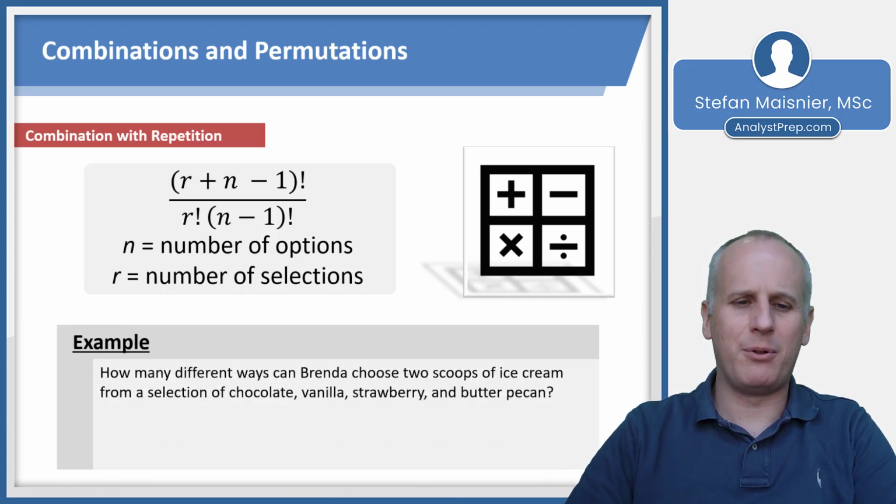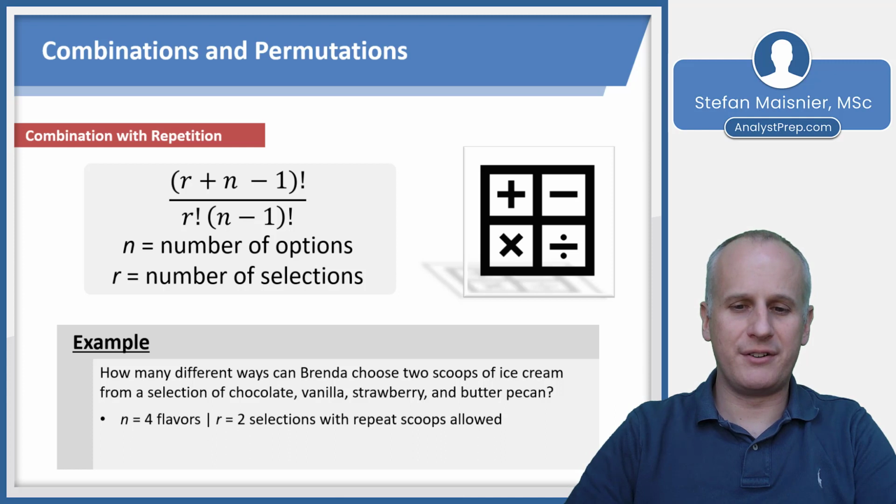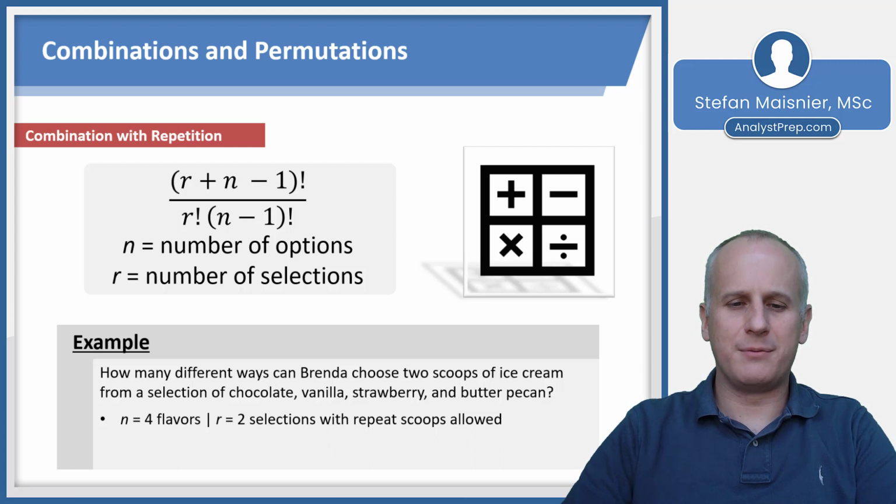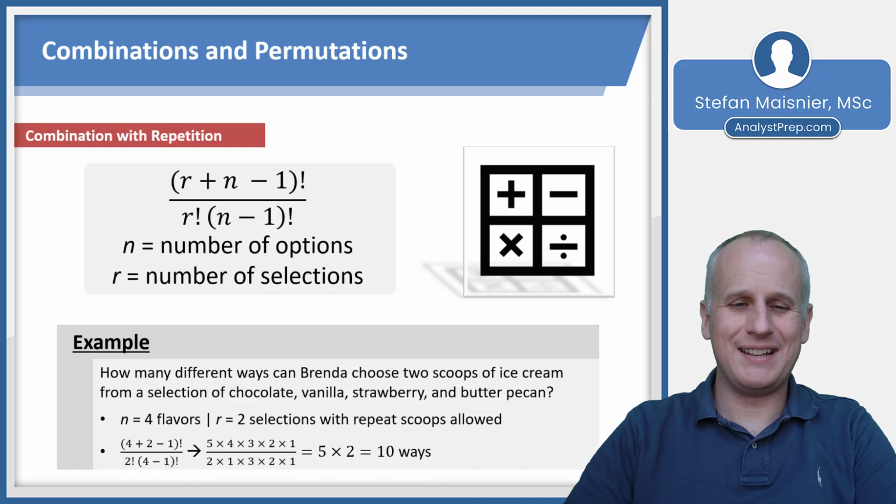So one more example. How many different ways can Brenda choose 2 scoops of ice cream from a selection of chocolate, vanilla, strawberry, and butter pecan? So n this time is 4 because there are the 4 flavors. And 2 is the number of selections with repeat scoops allowed because Brenda could theoretically have 2 vanilla scoops. So we'd plug it into the formula.